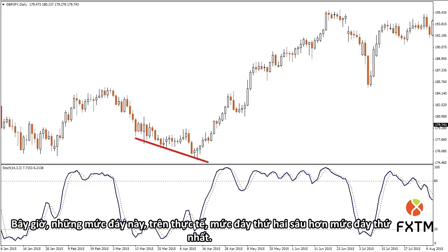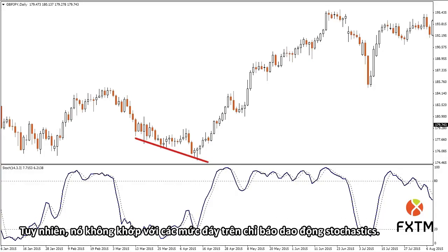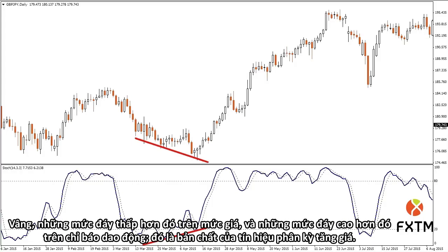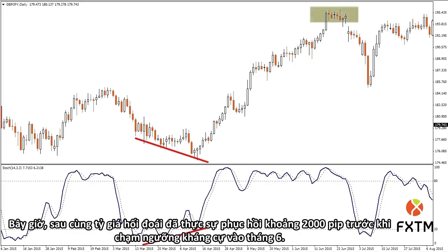Now these bottoms, the second one was actually deeper than the first one. However, that was not matched by the bottoms on the stochastics oscillator. So as you can see here, the oscillator was actually forming higher lows. Well, those lower lows on the price and those higher lows on the oscillator, that's the nature of a bullish divergence. Now eventually the exchange rate actually rallied about 2,000 pips before reaching resistance in June.